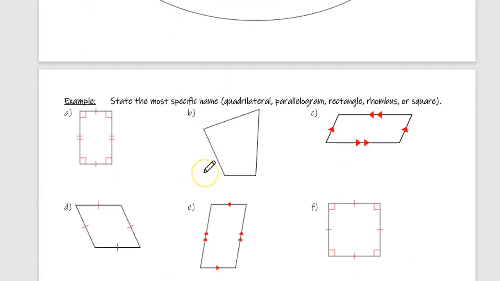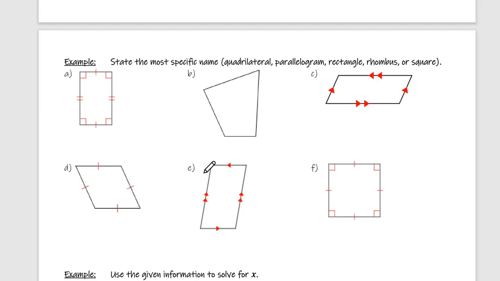So we're going to next identify some of these shapes here. So we have a four-sided figure. It's definitely a quadrilateral. It's got opposite sides congruent, so it's a parallelogram. And it has four right angles, which means it's a rectangle. But it doesn't have congruent sides, so we stop there at rectangle.